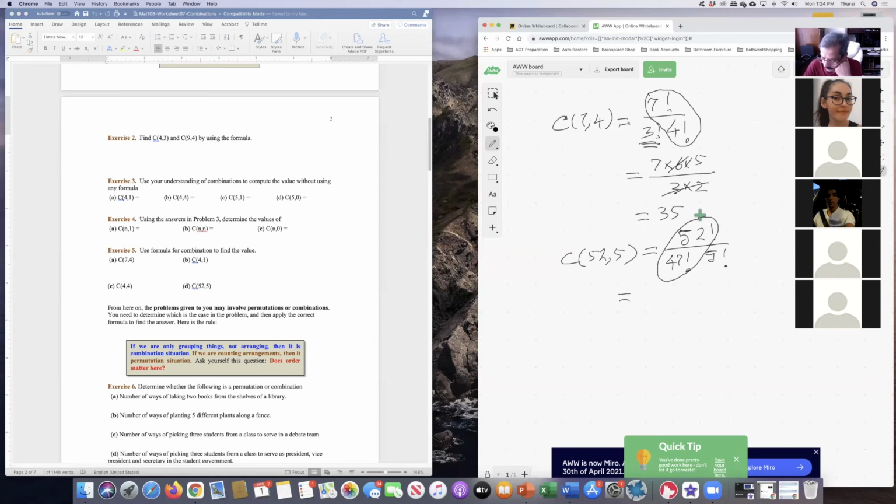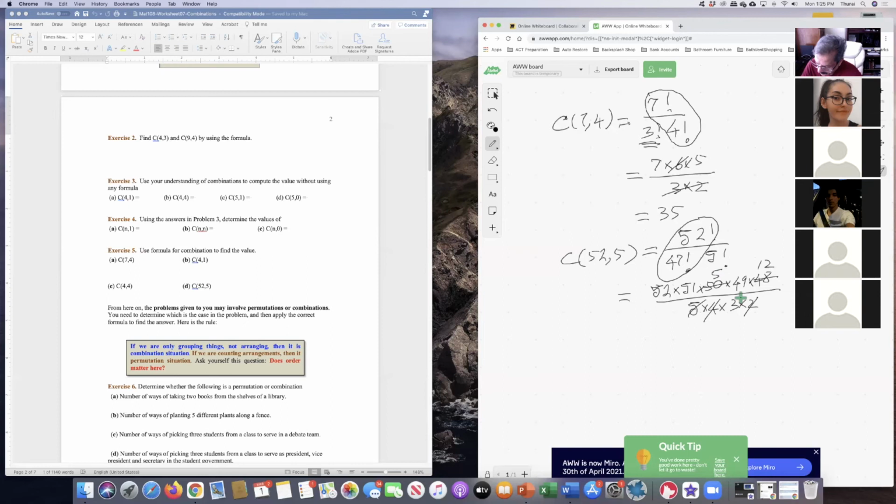52 factorial over 47 factorial simplifies to 52, 51, 50, 49, 48. And then write 5 factorial expanded, and then simplify everything. So 4 divides the 48 into 12, and 5 times 2 is a 10, which cancels with the 50 to give you 5.